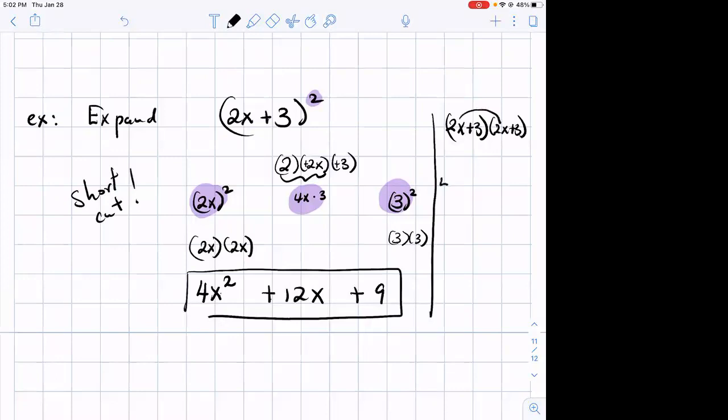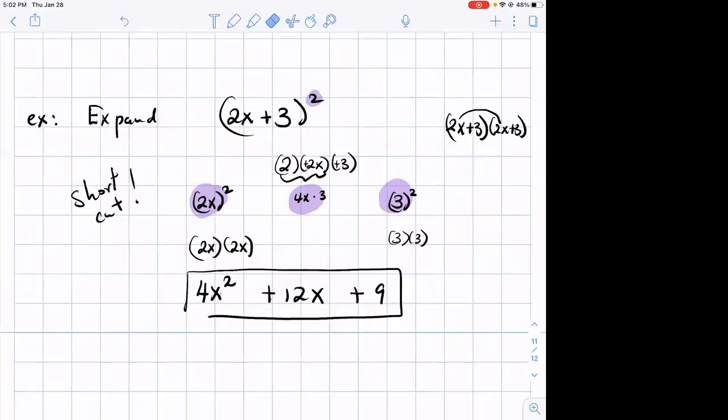2x times 2x becomes 4x squared. Then 2x times 3 becomes plus 6x. Then 3 times 2x becomes plus 6x. And 3 times 3 becomes plus 9. And notice that we have like terms, so we have 4x squared plus 12x plus 9.